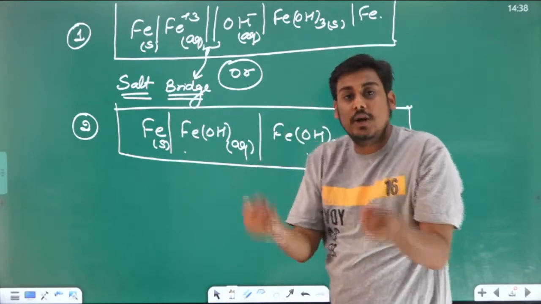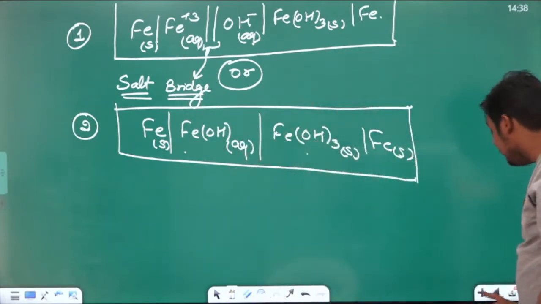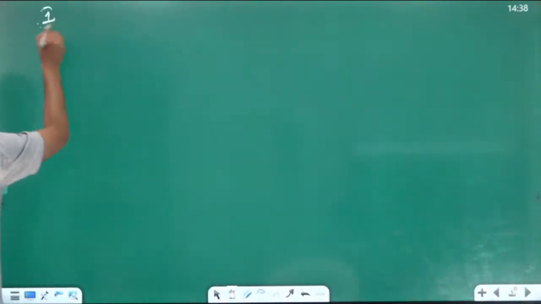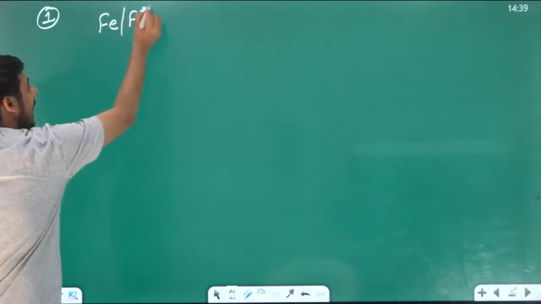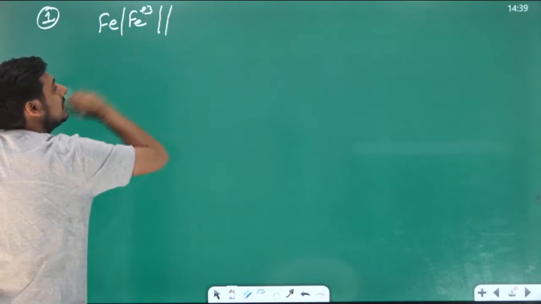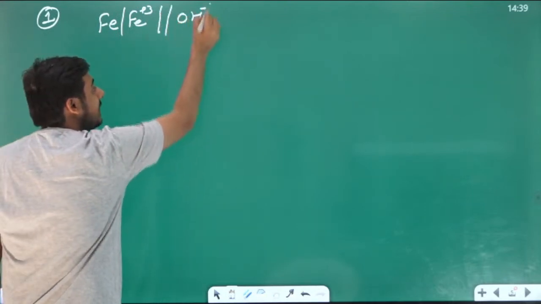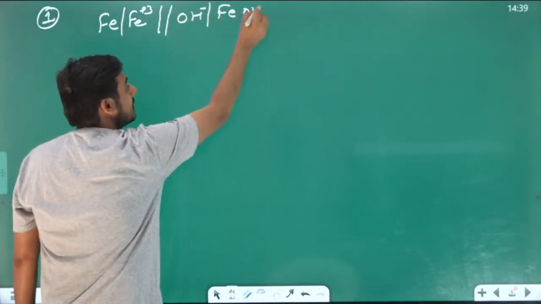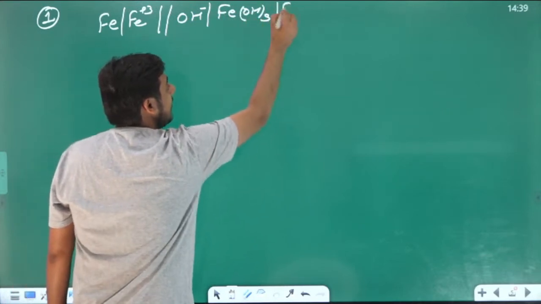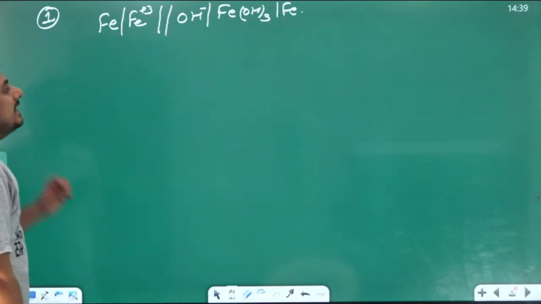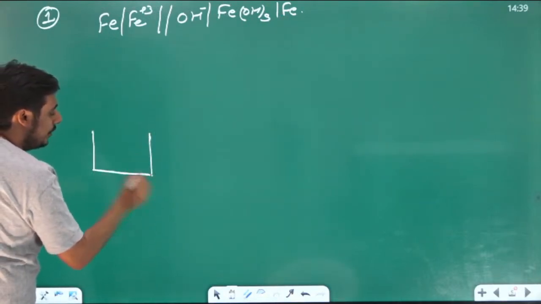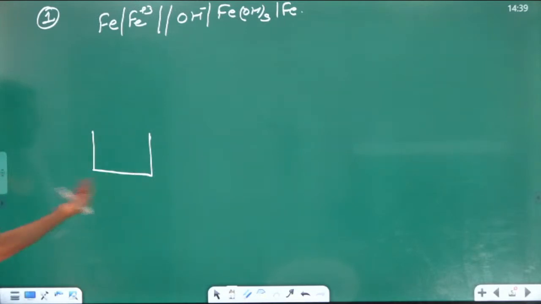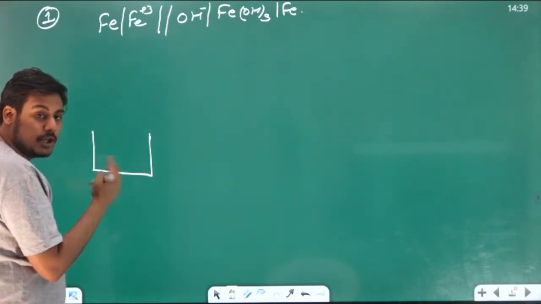We are using a salt bridge. I will draw these two and that will clarify it more for you. So according to the first representation, we have Fe3+, then a salt bridge, then OH negative, Fe(OH)3 solid, and Fe. So this representation means that I have two separate compartments, as I already told you. The first compartment, or the left side compartment, generally shows the oxidation half.